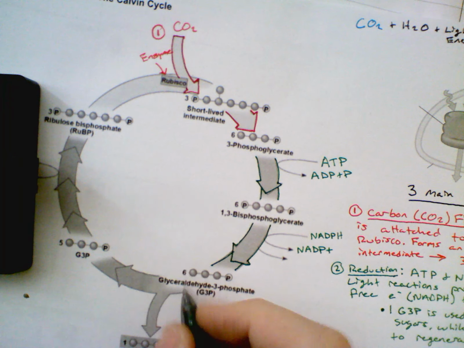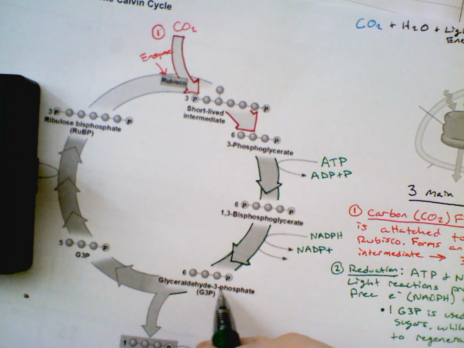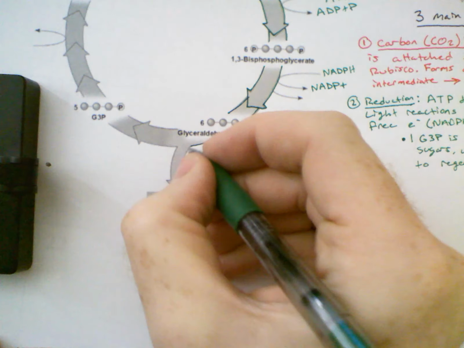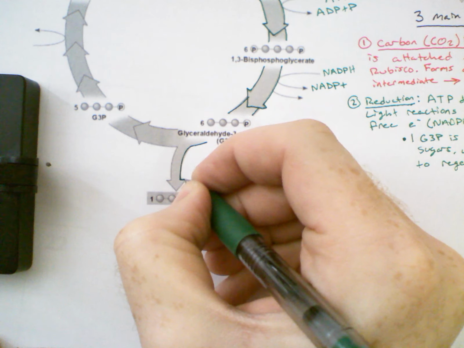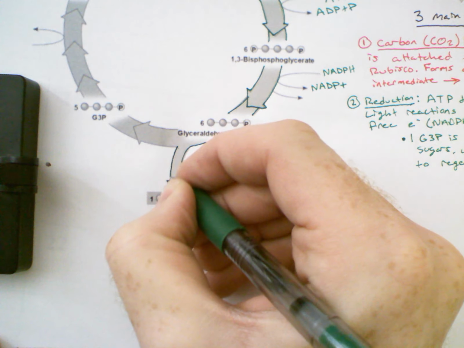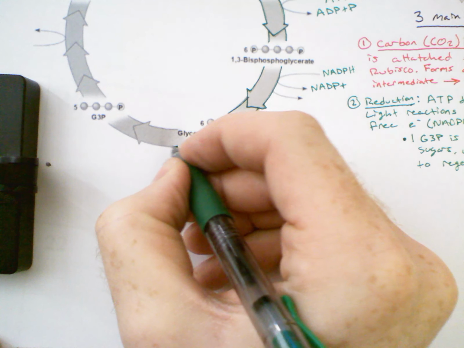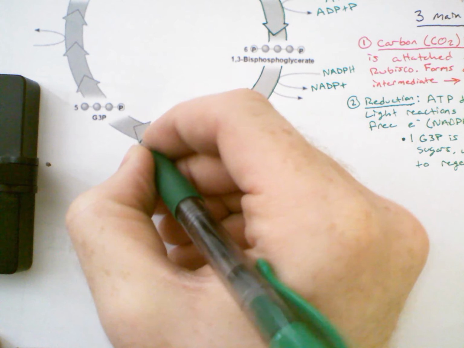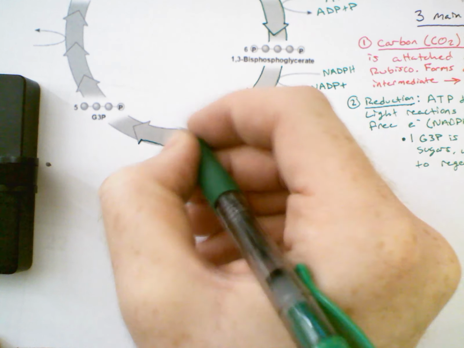So then we have our G3P that's produced right here. One of those G3P molecules is going to be set aside here to start building some other sugars. But most of them are going to move on in the cycle towards the regeneration stage.